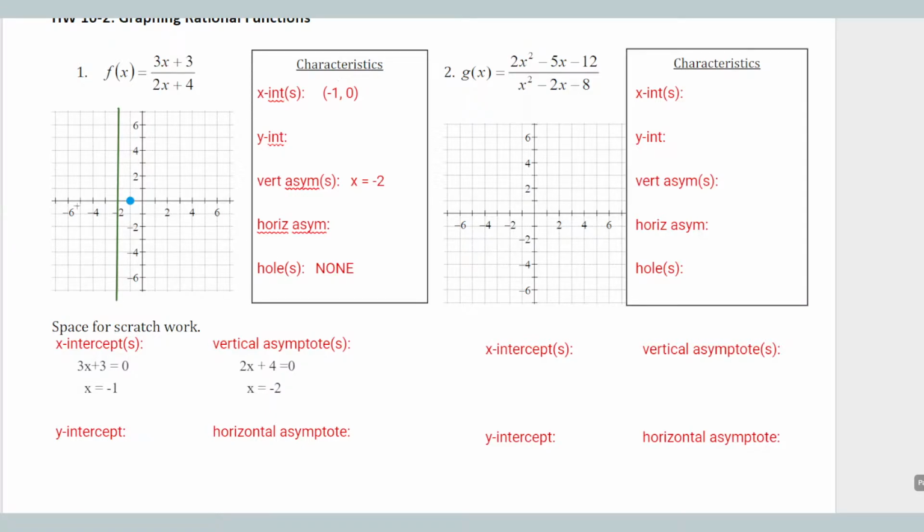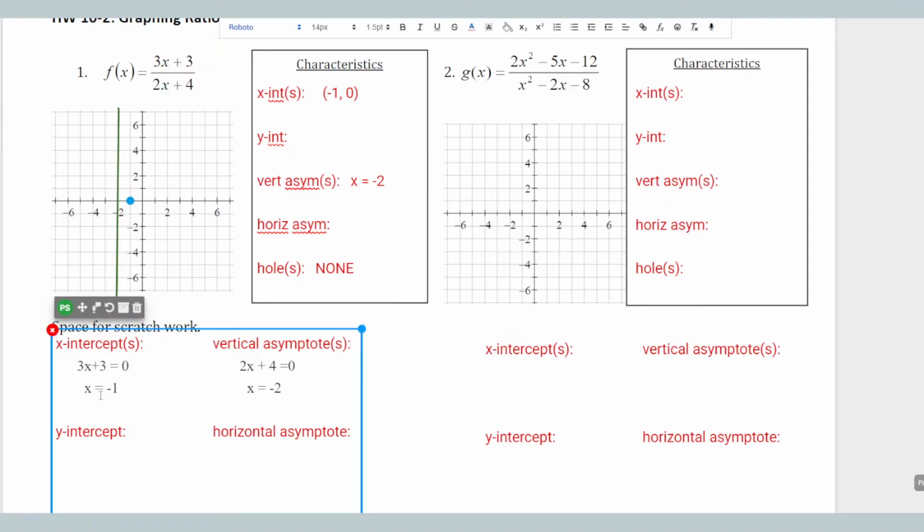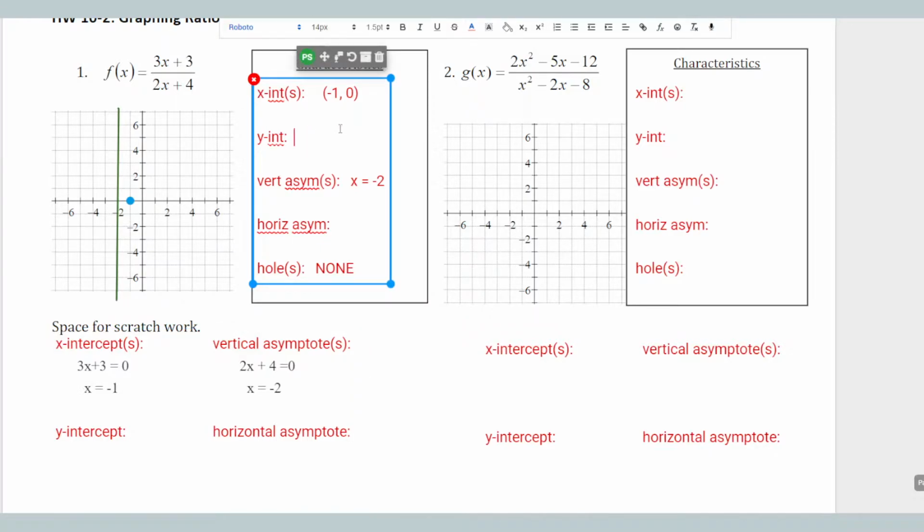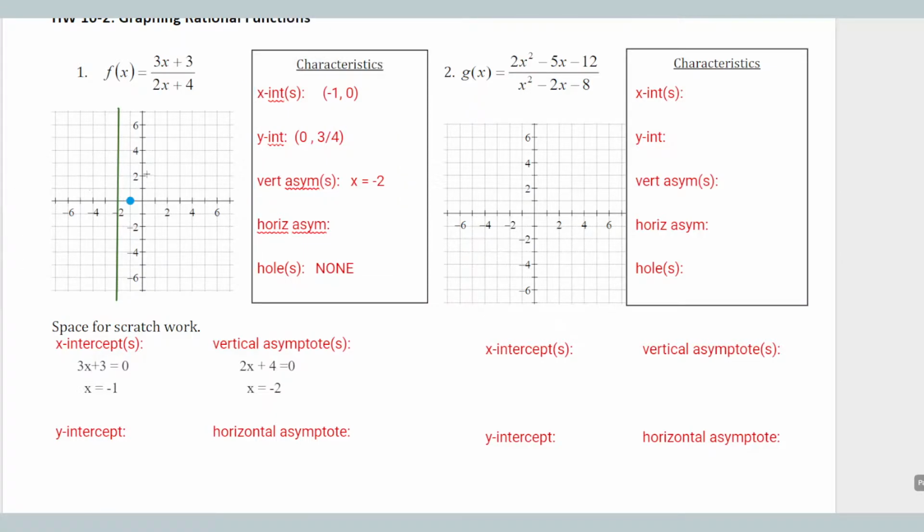So let's now find the y-intercept. To find the y-intercept, I need to substitute 0 everywhere I see x. So this is going to be 3 times 0 plus 3, over 2 times 0 plus 4. You really don't even need to show any work here, to be quite honest. It's just going to be 3 over 4. So we're going to have a y-intercept at 0, 3 over 4, or 0.75 if that's easier for you to visualize, and that's going to be right about here.